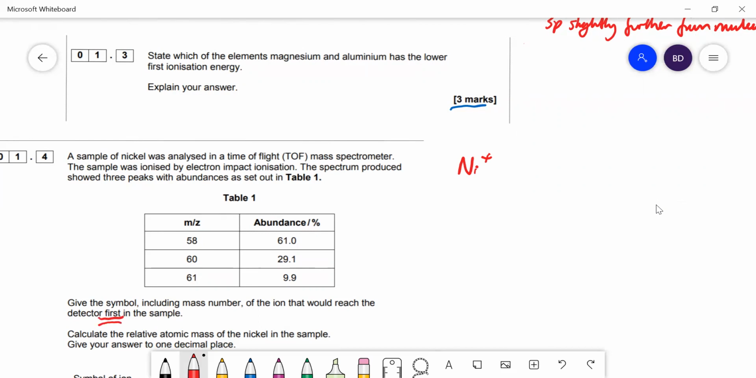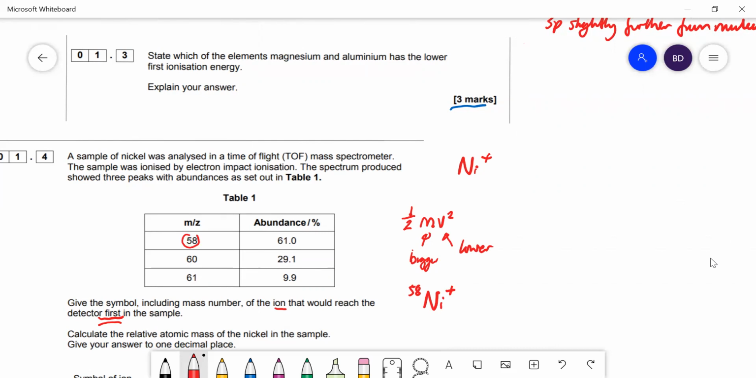Okay, so we know that every ion gets the same kinetic energy given by half mv squared. So that means the bigger m is, the v's got to be lower. So the big ions are the slowest. The heaviest ion is the slowest. So the lightest ion is the fastest. So it's going to reach the detector first. So it's this one here. So it's going to be Ni58. And don't forget the plus because it says it wants the ion.